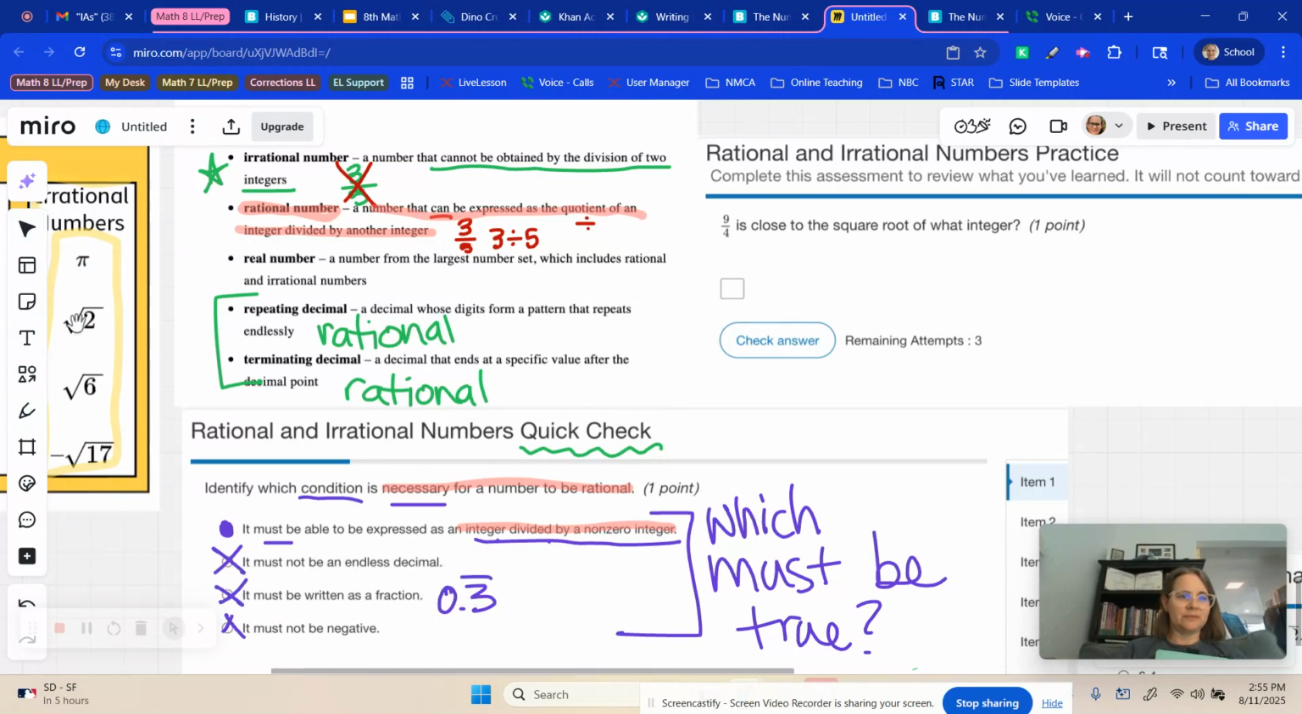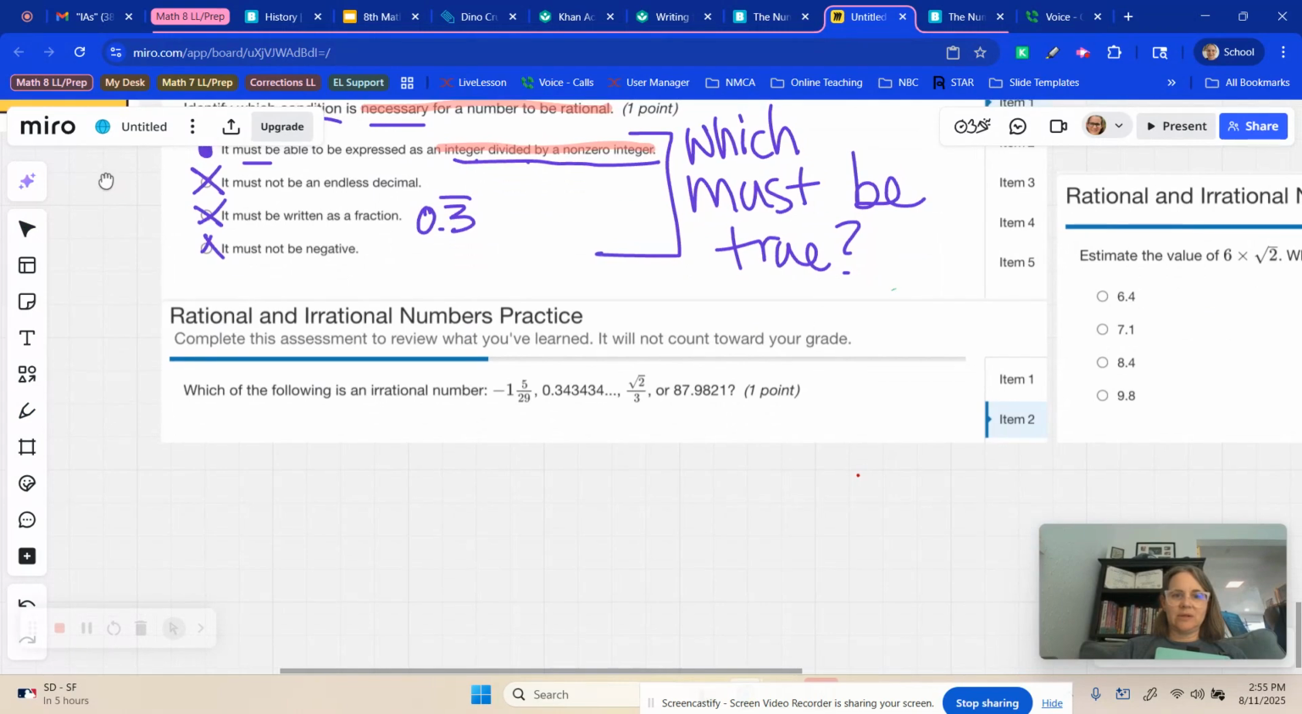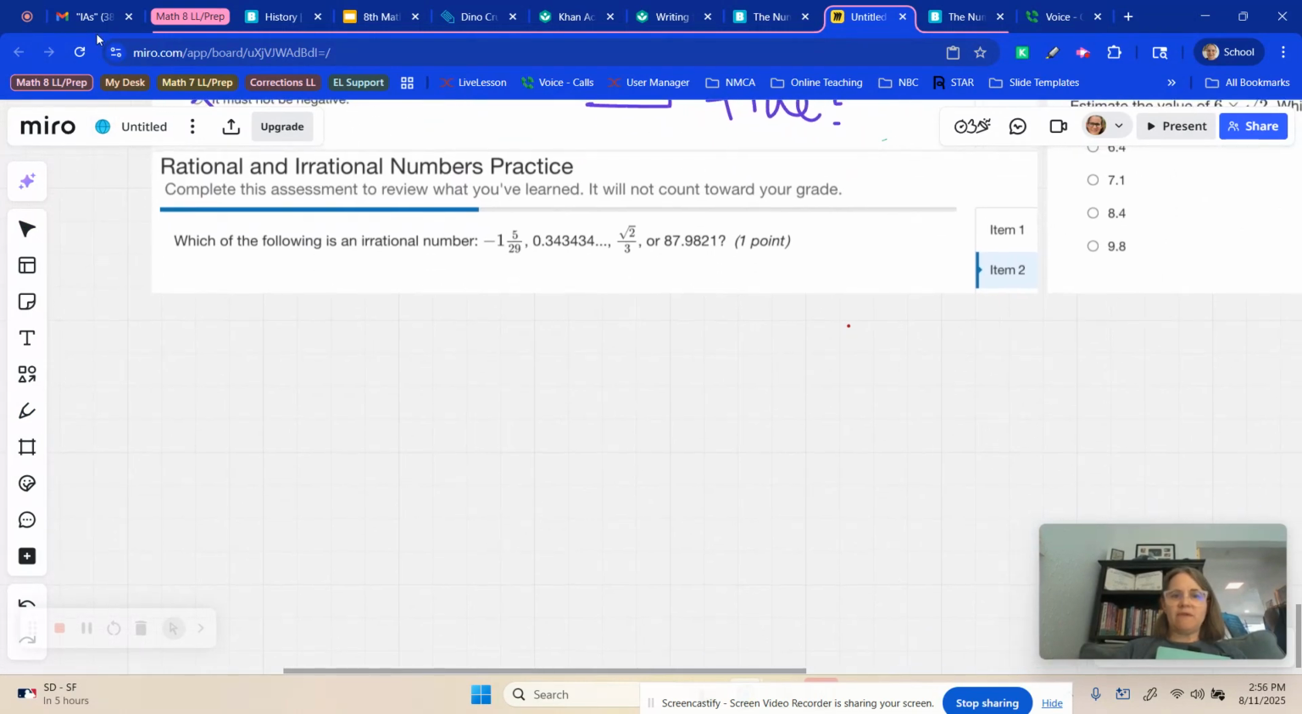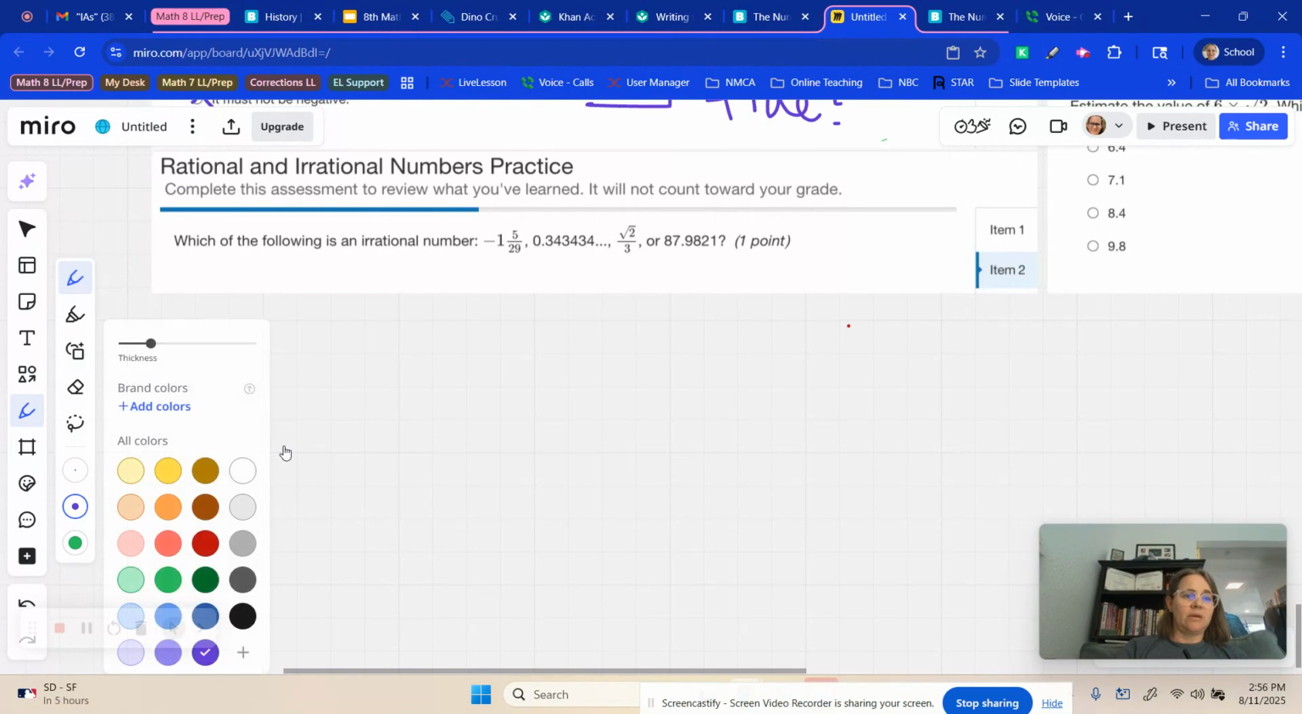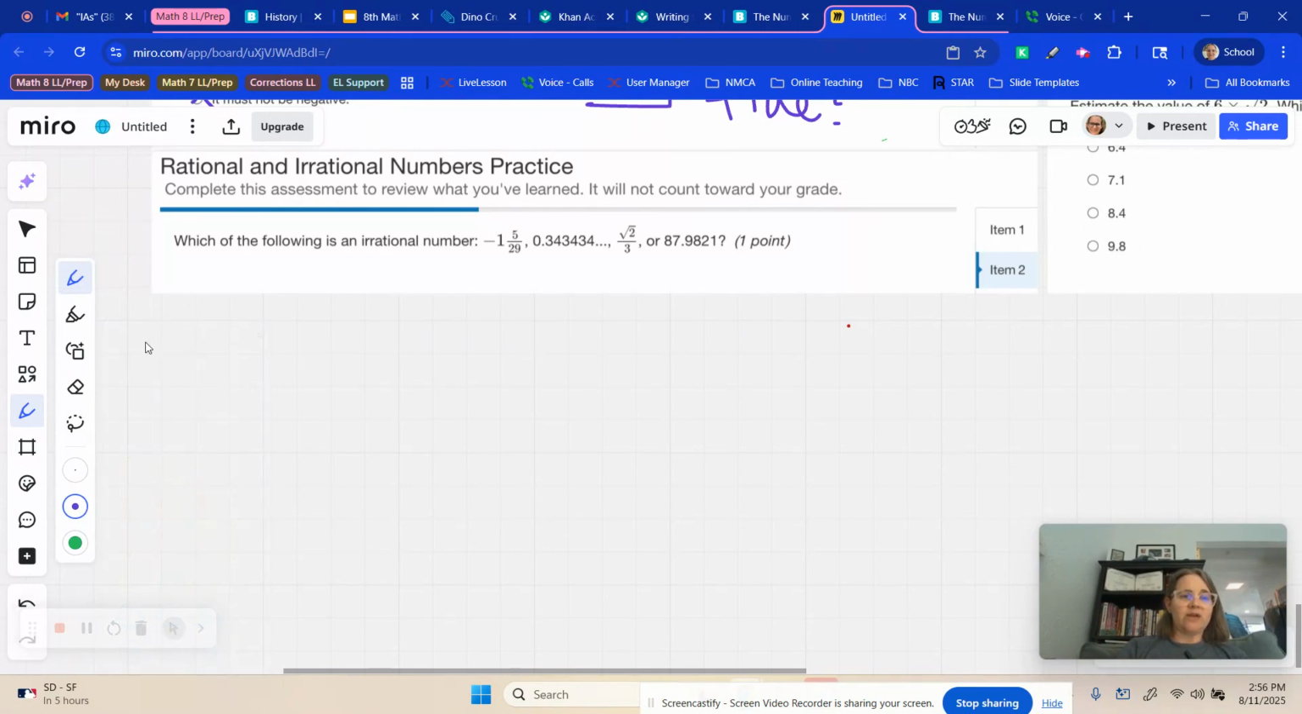All right, let's look at another one. Okay, which of the following is an irrational number? So remember, rational, it can be a fraction, but it has to be integer over integer.